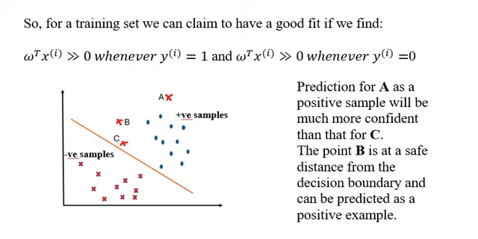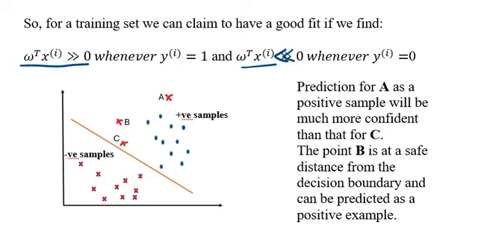So, in short, for a training set, we claim to have a good fit if w^T x is much, much greater than 0 for the positive class, and I'm sorry, this should be much, much less than 0 whenever we have the negative class. We again have an example.